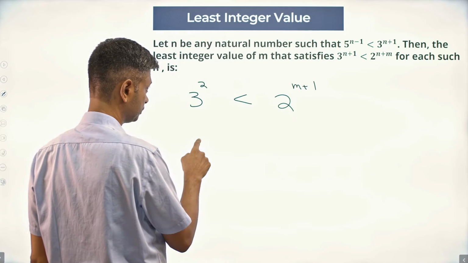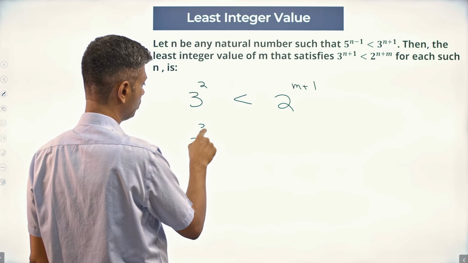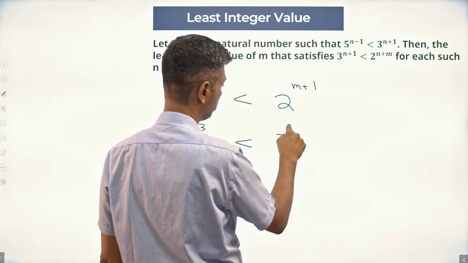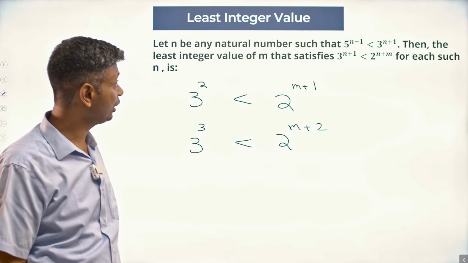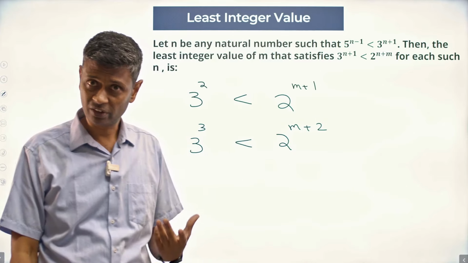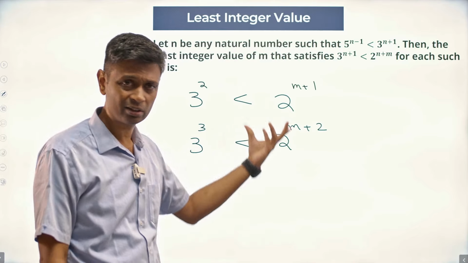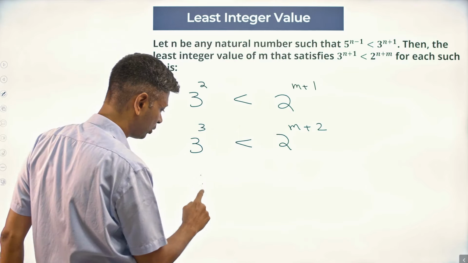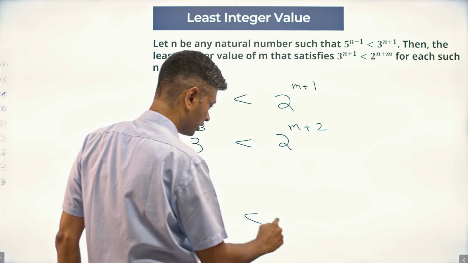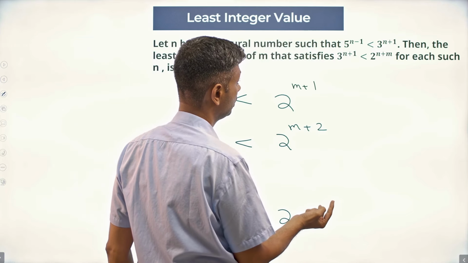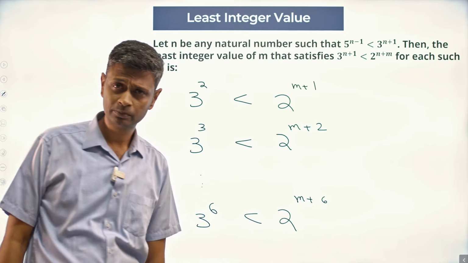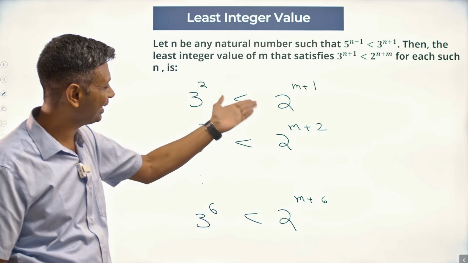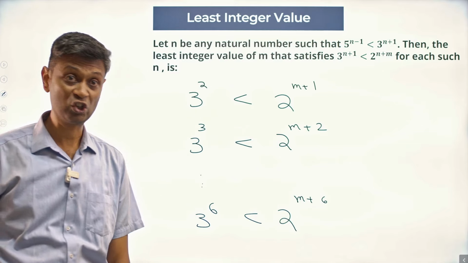N could be 2, 3 cube less than 2 power m plus 2. We want to find the least integer value of m that satisfies this. We have to find the least value of m here, here, here, all the way till n equal to 6. 3 power 6 less than 2 power m plus 6. Okay. 3 square 9, 9 less than 2 power m plus 1, 9 less than 16.